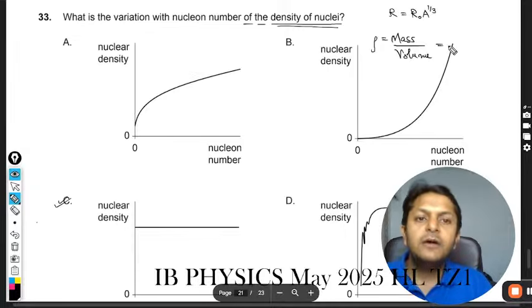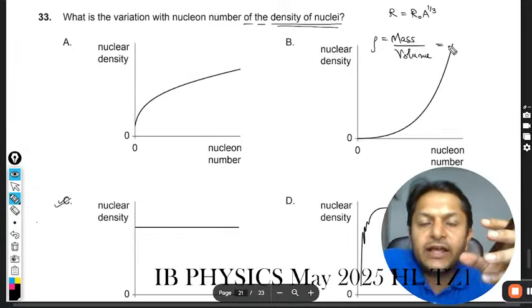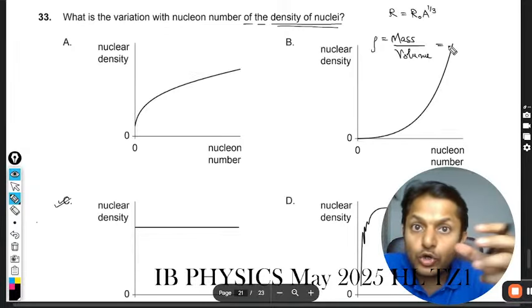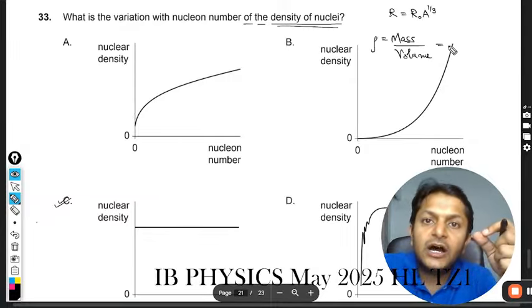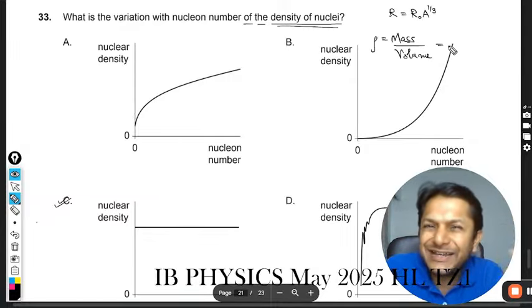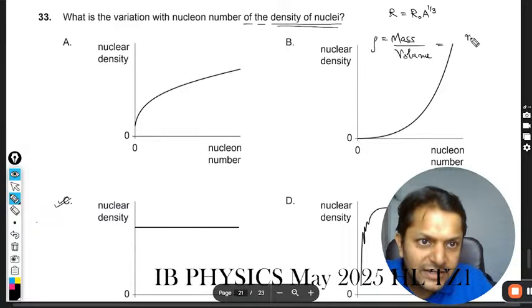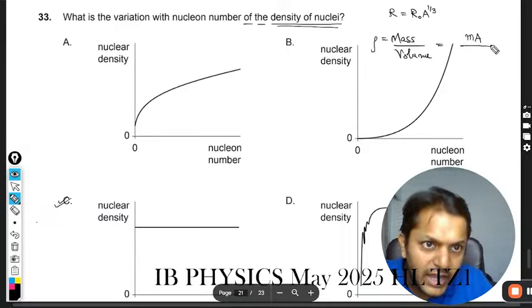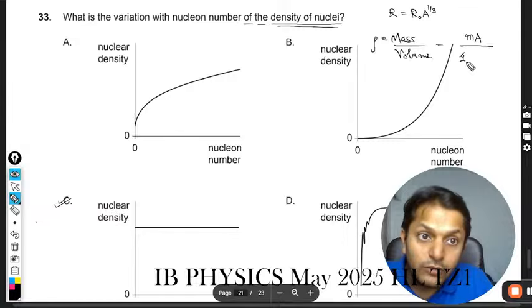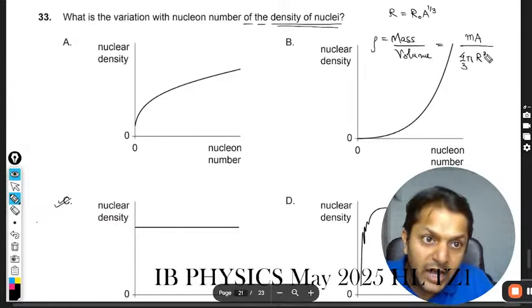Now, what is mass? A is the mass number, the total number of nucleons, and the mass of one nucleon is taken as m. So the mass here can be taken as m into capital A. And what will be the volume? Volume of the sphere will be 4 by 3 pi r cube.